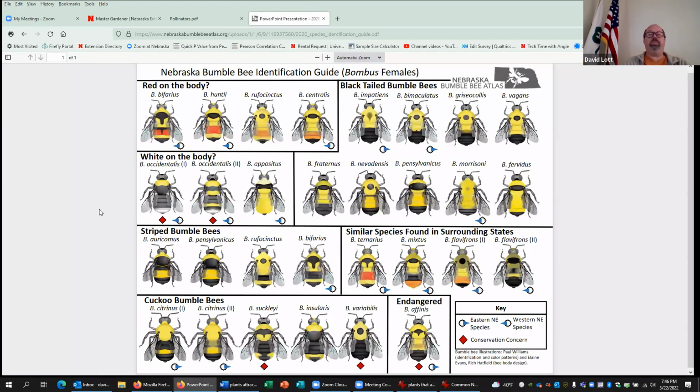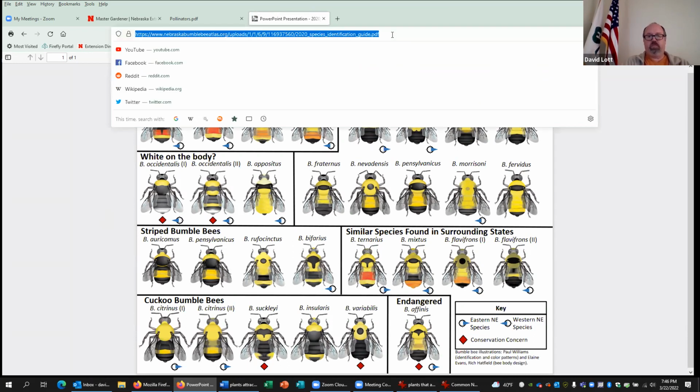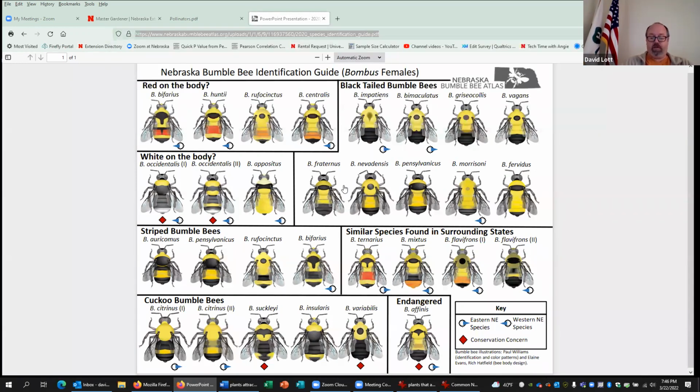These are the different types of bumblebees that are in Nebraska. Isn't that amazing? And I thought you might be interested in that as well. I can put this on the chat as well. Will we be able to pull that up and pull it out? Yes. We'll post it on the website and then you can pull it up and print it. So there it is. So I thought that might be fun as well.